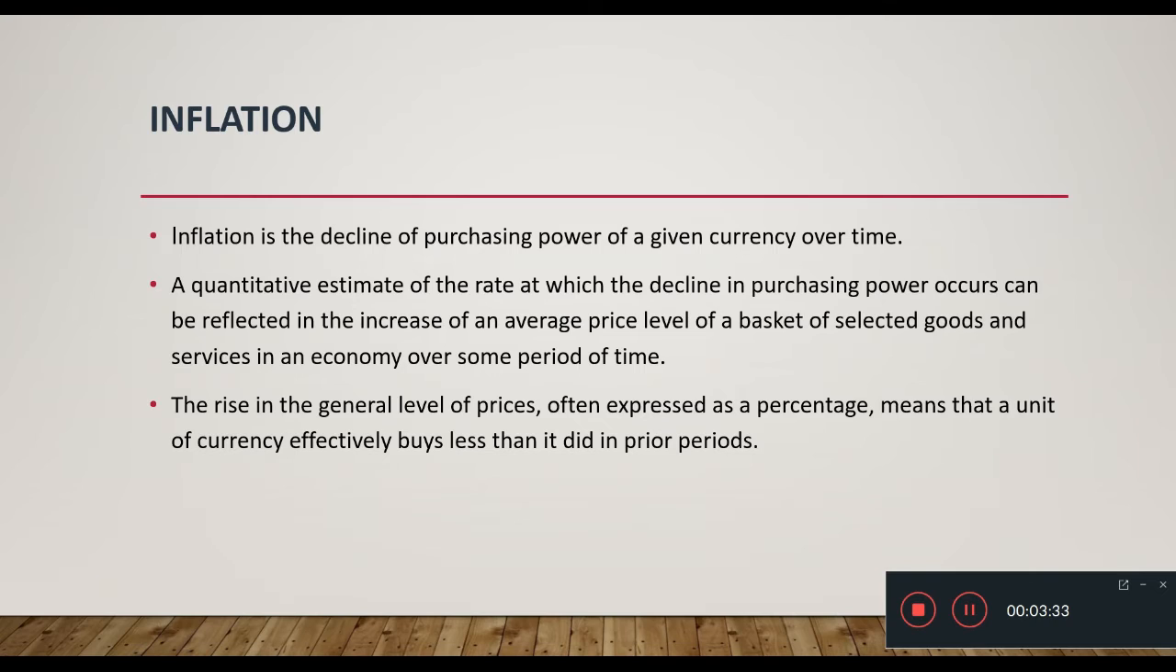Moving to the next part, that is inflation. Inflation is also part of money income. Inflation is the decline of purchasing power of a given currency over time. A quantitative estimate of the rate at which the decline in purchasing power occurs can be reflected in the increase of an average price level of a basket of selected goods and services in an economy over some period of time. The rise in the general level of prices, often expressed as a percentage, means that a unit of currency effectively buys less than it did in prior periods.